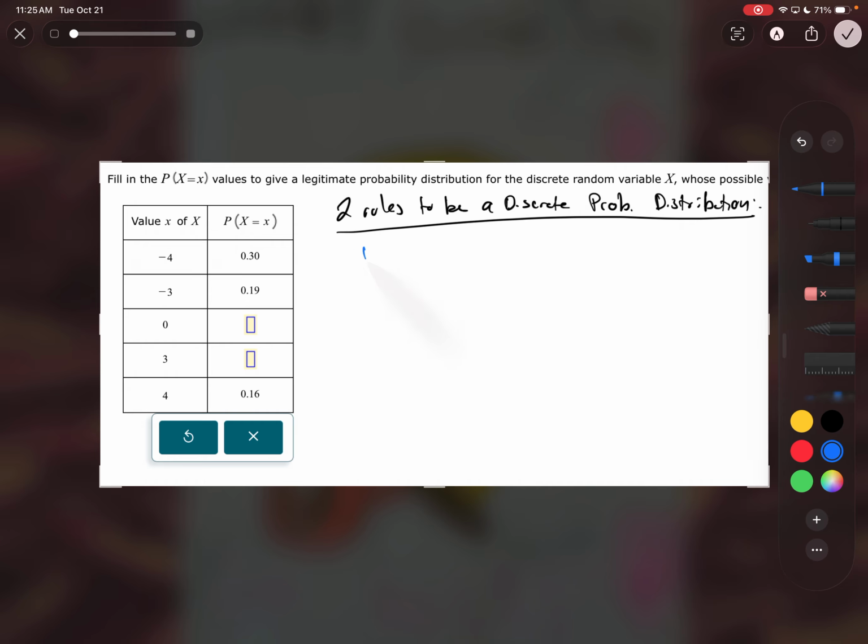The first rule is, like all probabilities, I don't know if I ever talked about this in this class, but we probably should for just a second. All probabilities have to be between 0 and 1, okay? All probabilities are always between 0 and 1, like 0% and 100%.